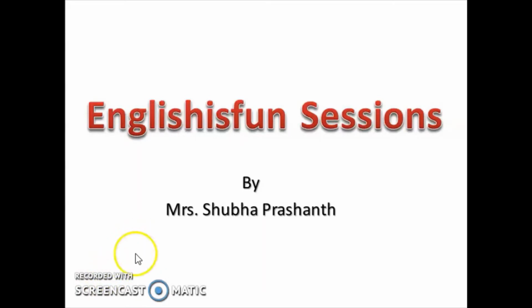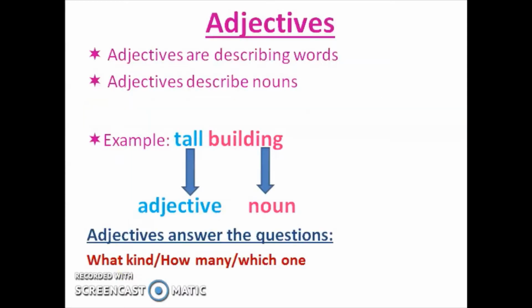Today, let's discuss the topic adjectives. Adjectives are describing words. Adjectives describe nouns. In the example, a tall building, the word tall describes the noun building and hence qualifies as an adjective. Adjectives also answer the questions what kind, how many, and which one.